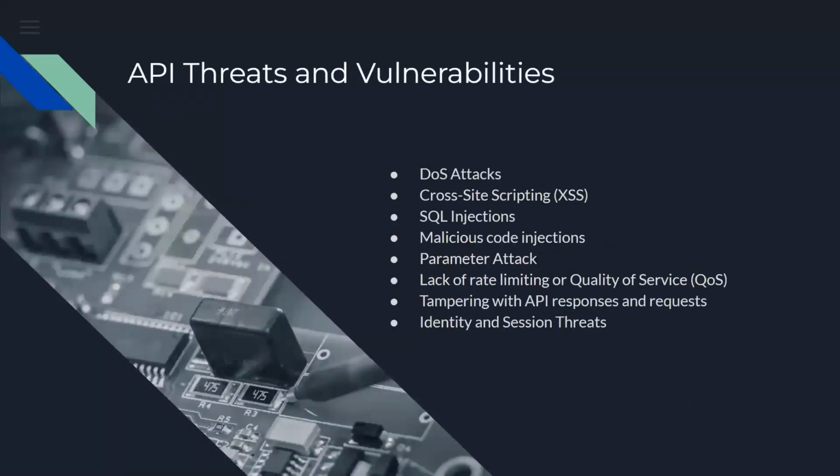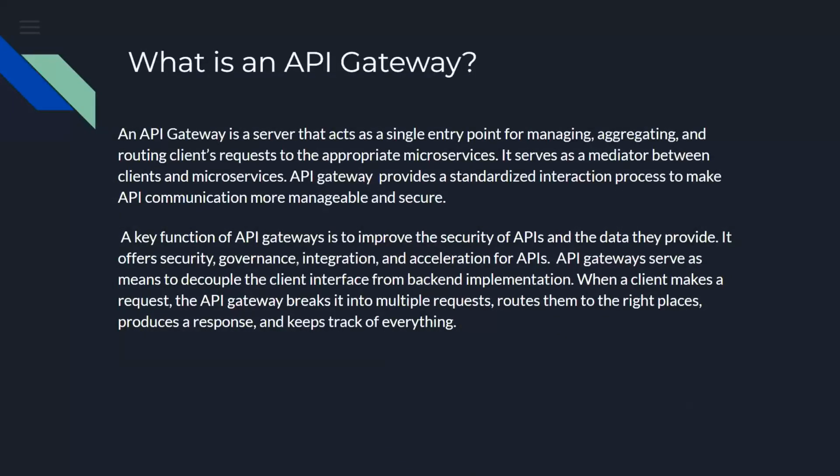So what are API threats and vulnerabilities? George and Abigail have already talked a lot about this. We are already aware of what DOS attacks are: XSS, XML injections, malicious code injections, parameter attacks, lack of rate limiting, and all. So now, what is an API gateway?